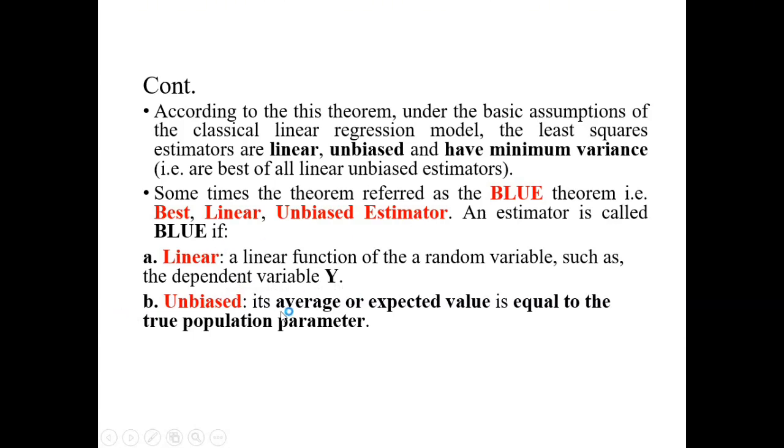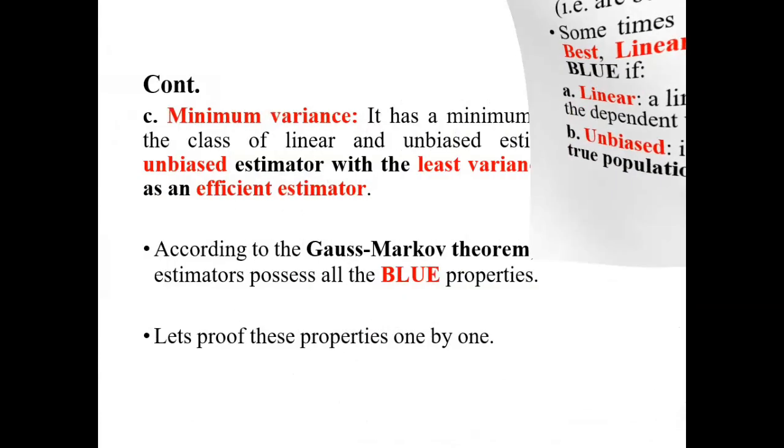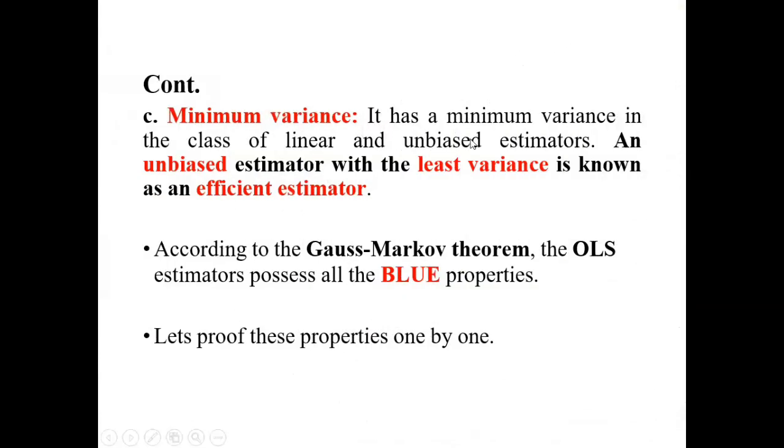Second, unbiased means that the average or expected value is equal to the true population parameter. So unbiased: its average or expected value is equal to the true population parameter. Minimum variance means it has a minimum variance in the class of linear and unbiased estimators. So an unbiased estimator with the least variance is known as an efficient estimator.